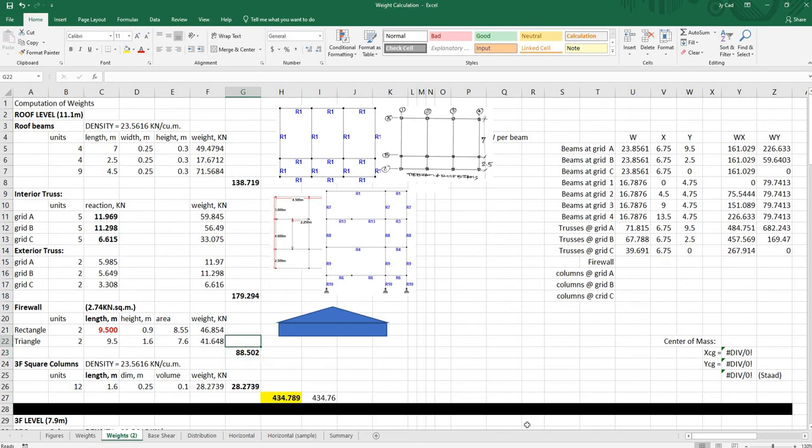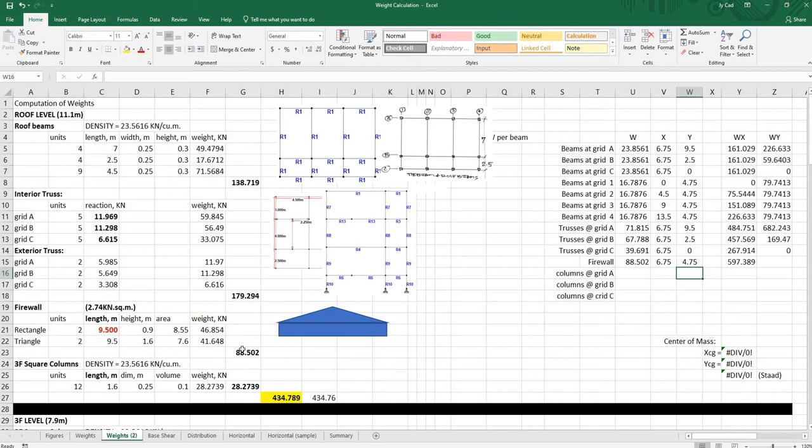So yung firewall, take note na since parehas sila na rectangle tsaka triangle on both ends, ang kanilang centroid would obviously be at the center of the structure. Okay, so we simply take here 88.502. Tapos yung x coordinate niya would be 6.75 tsaka 9.5 divided by 2.